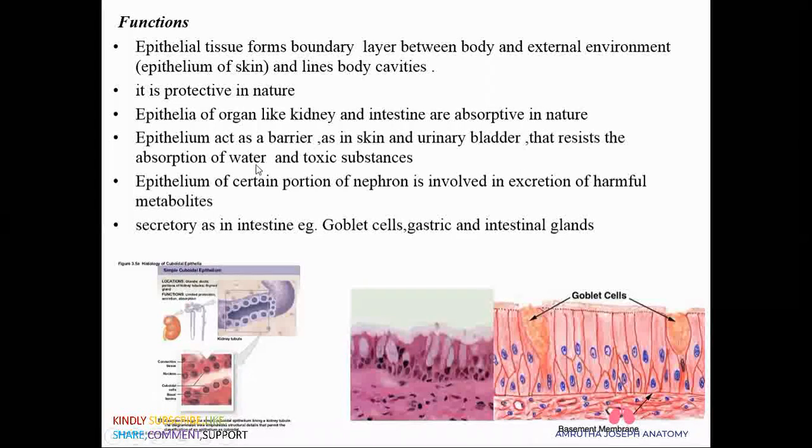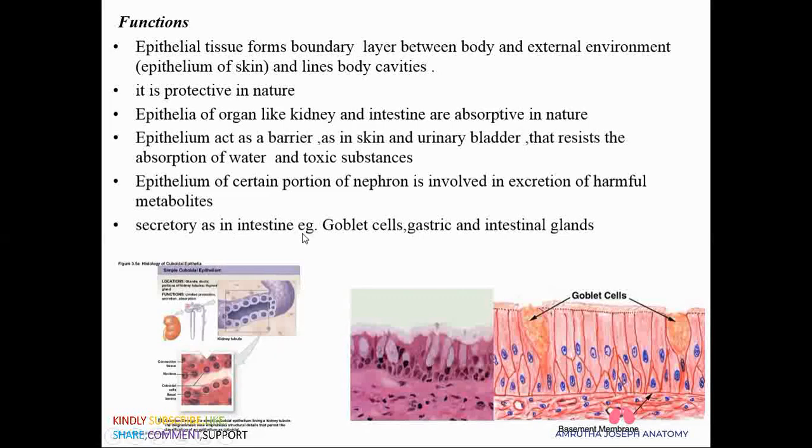So that resists the absorption of water and toxic substance. So this is specifically happening in the urinary bladder. So it acts as a barrier. So we are seeing the functions of epithelium. Now, epithelium of certain parts of nephron is involved in excretion of harmful metabolites. The nephron is a big structure, in fact. So there are different parts of nephron. In some part of the nephron, we will see the epithelium will function as that of excretion. Excretory function is also there for the epithelium in some part of kidney, nephron.